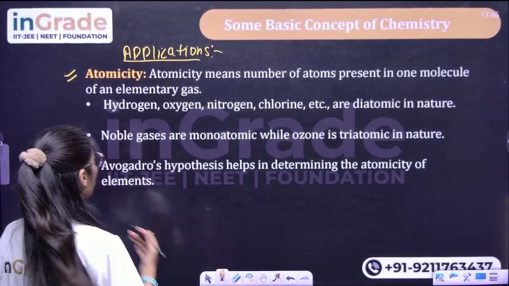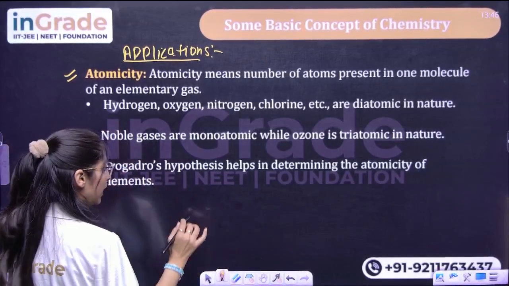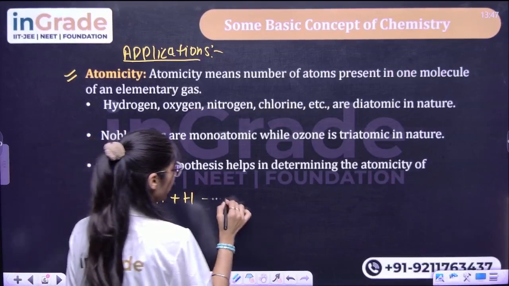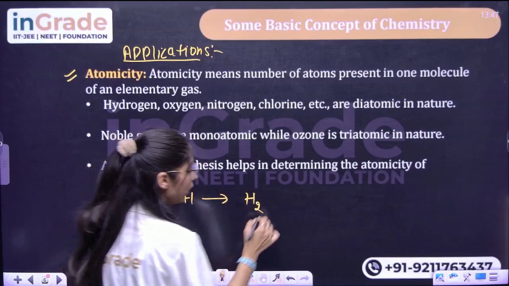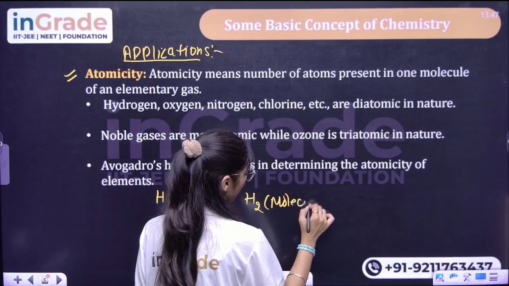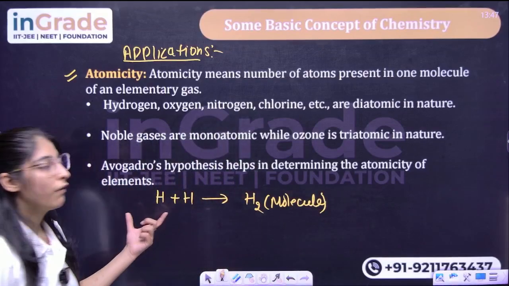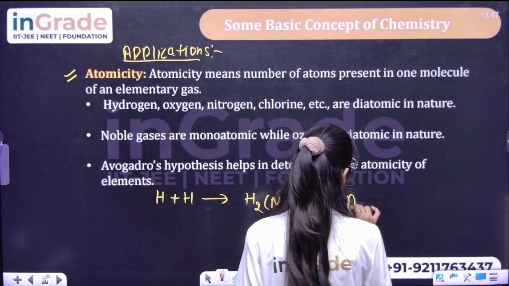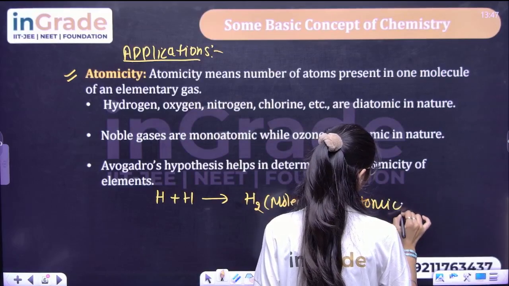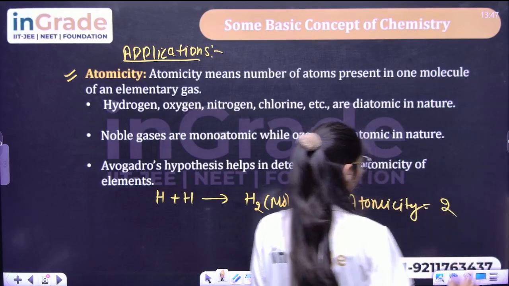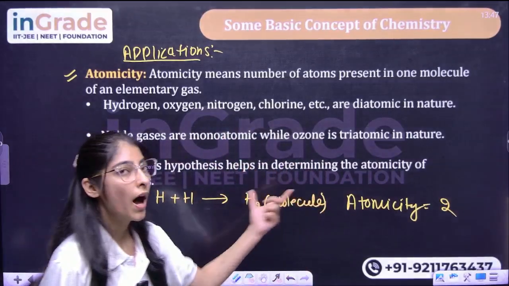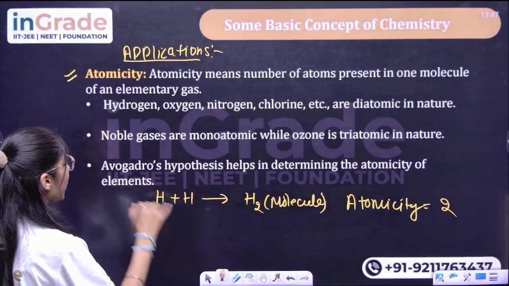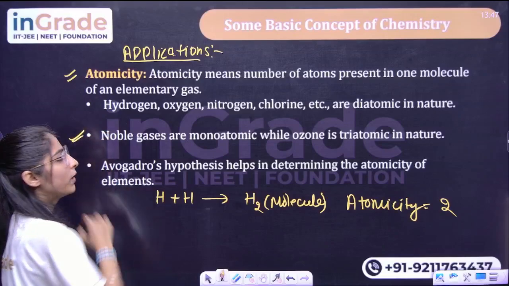You can see that lecture also, where I told you that if one hydrogen atom reacts with another hydrogen atom, then it produces an H2 molecule. So if I want to say what is the atomicity of H2, then its atomicity will be equal to 2. Ma'am, you are saying that two hydrogen atoms are present in this H2 molecule. It simply means this.